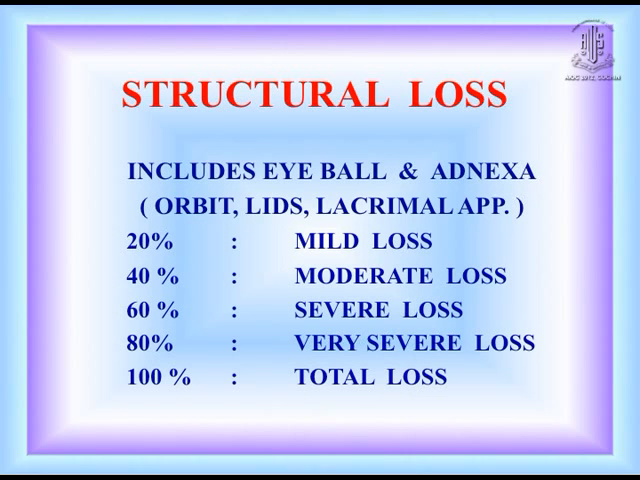Now, structural loss is not only of the eyeball. I would like to stress this point: when we talk of ocular trauma, it's not only the eyeball, but ocular adnexa also, including orbit, lids, lacrimal apparatus, etc. So when we say structural functional loss, we must include orbital adnexa also. So, 20% is for mild loss, 40% for moderate loss, 60% for severe loss, 80% for very severe loss, and 100% for total loss. This is how we grade roughly on clinical experience the structural damage.